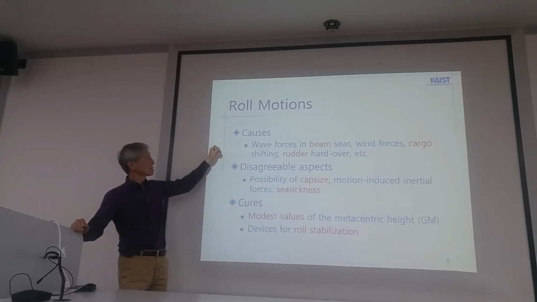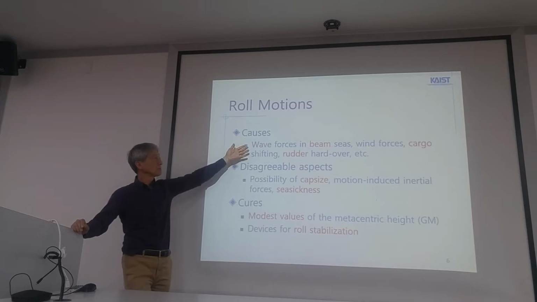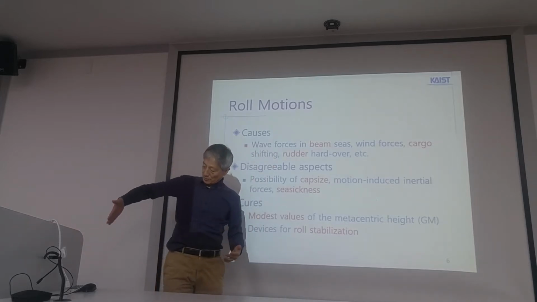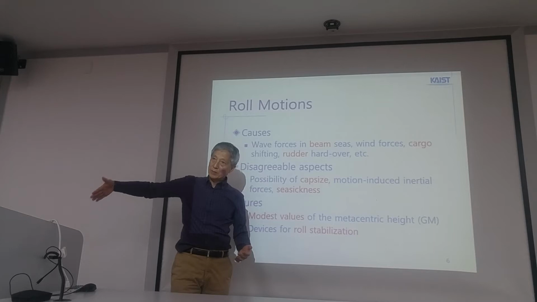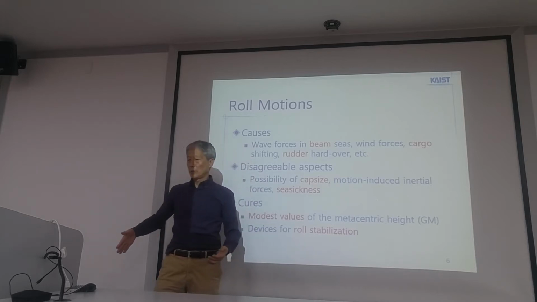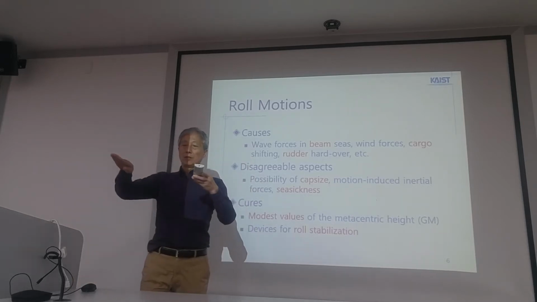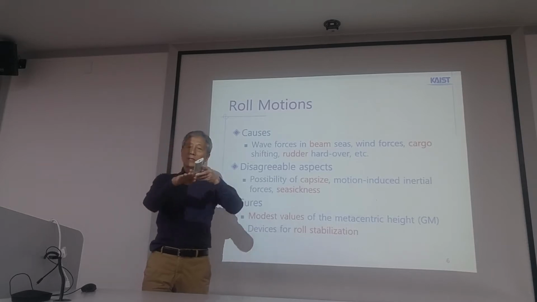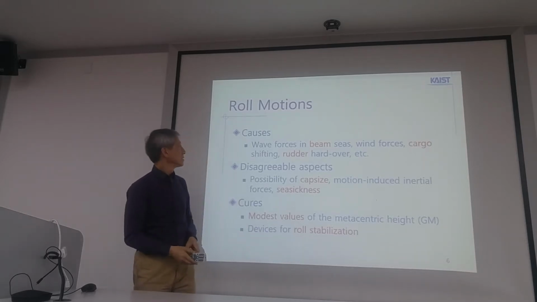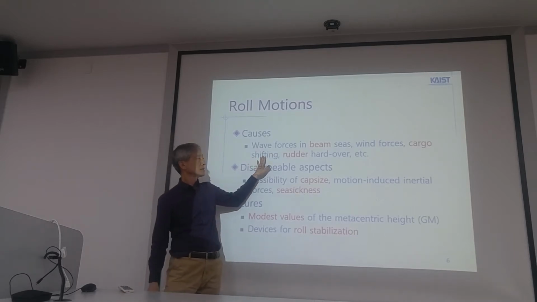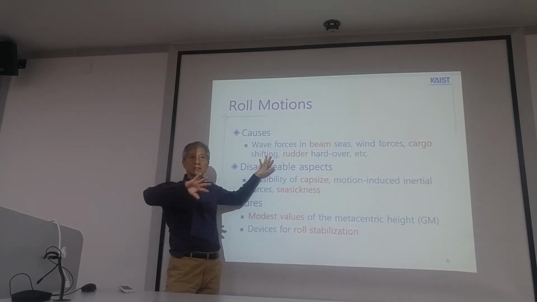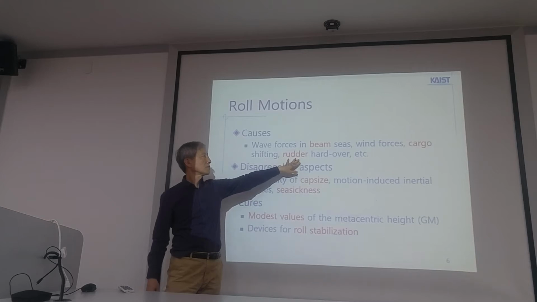And roll motions, usually the wave forces in beam sea means waves coming from the side, right? Sidewise waves. The ship is here, waves coming in this way, then it is rolling. And cargo shifting, we learned that in several cases, cargo is shifted, and that helps to capsize the ship. And rudder hard over, right? Many people are saying this is also one cause, right?